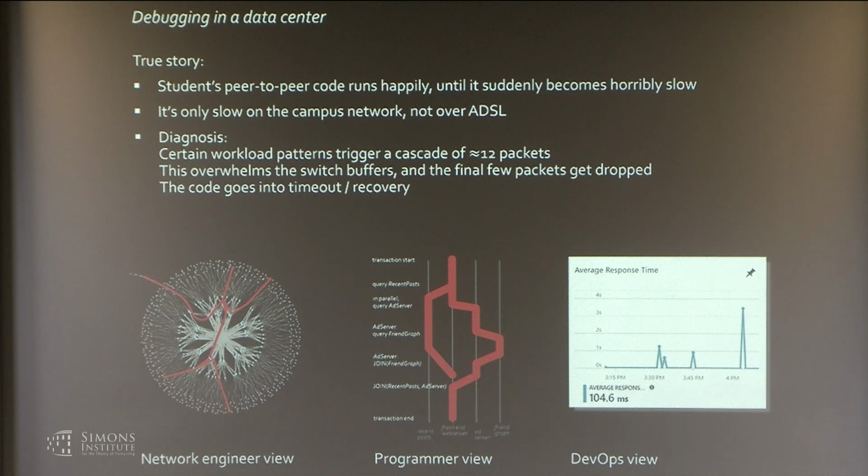When they were at home, these 12 packets were going over a fairly slow ADSL link, so the packets got spaced out. When they were on the campus network, the 12 packets arrived at the router back-to-back. The routers did not have big enough buffers to cope with this, so it lopped off the final few packets. So that meant that the receiver never received what it was expecting, so it went into a timeout. So how on earth do you end up discovering this sort of issue?